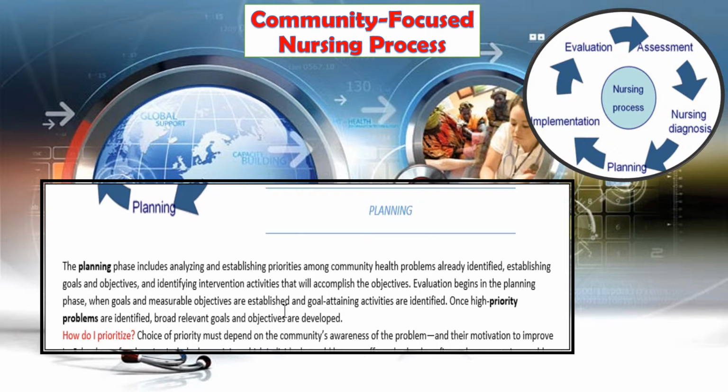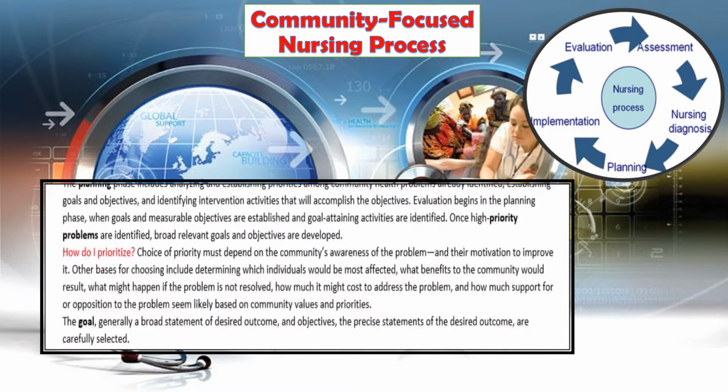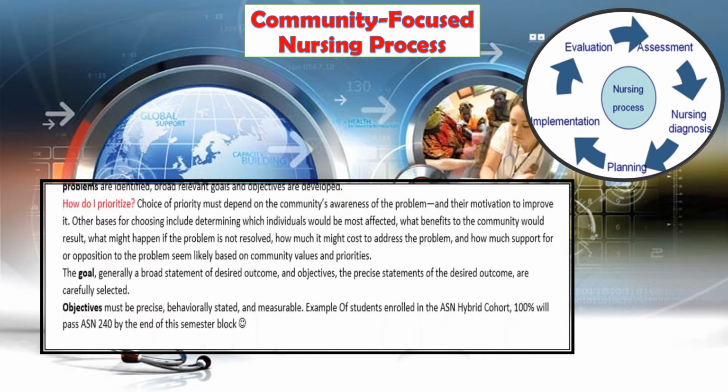Also, another important factor is that evaluation begins in the planning phase as well. When the goals and measurable objectives are established and goal-attaining activities are identified, then you really need to think about how you're going to evaluate that they work. Okay, so once high priority problems are identified, relevant goals and objectives should be developed right after, and you should already have a plan on how you're going to evaluate them.